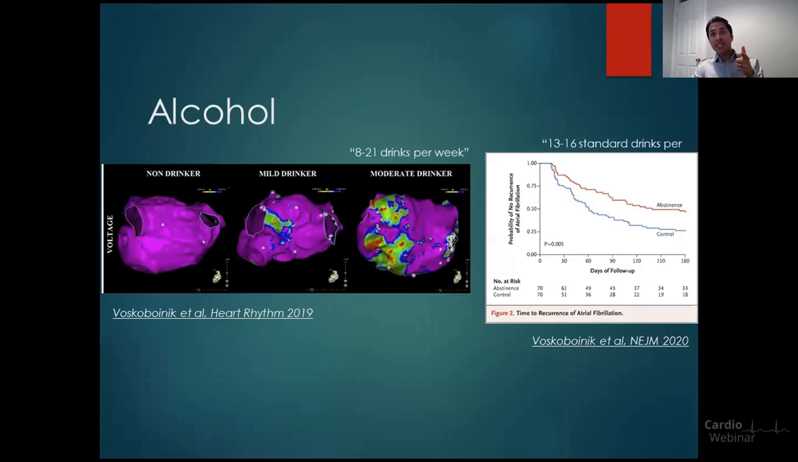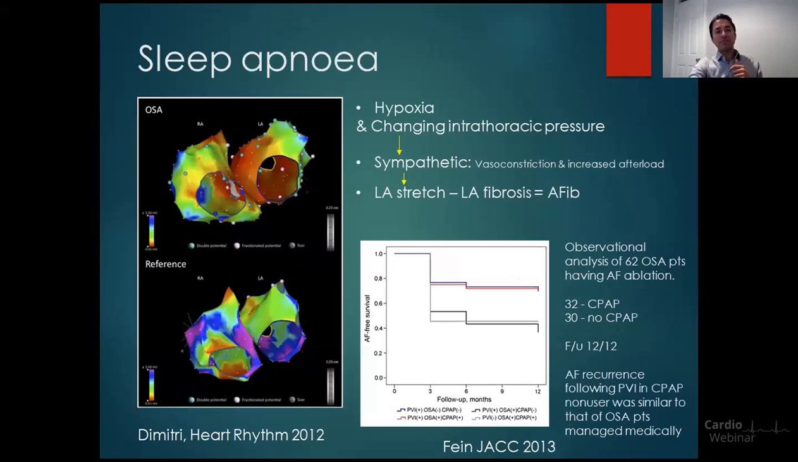And I tell patients this when they're in outpatient clinic, for those who are drinking excessively, that if you can significantly reduce or stop the amount of alcohol you're drinking, you can significantly reduce the amount of atrial fibrillation that you're getting in follow-up. So I think these two pictures are really powerful data that doing things yourself, independent of ablation, independent of drugs, can make a big deal.